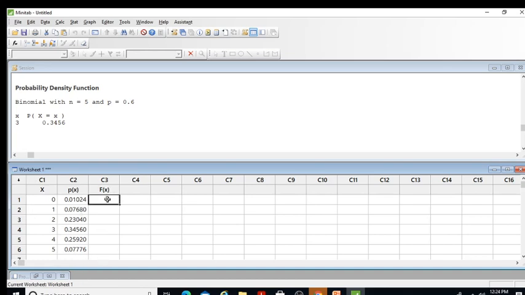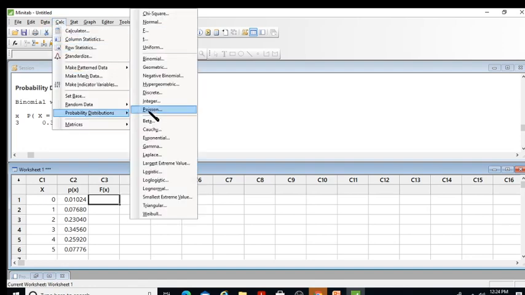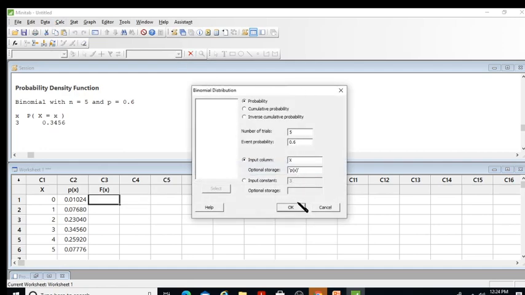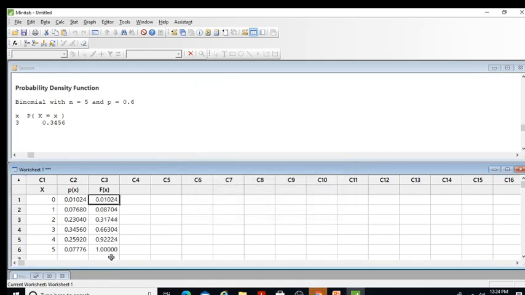For example, in that table, when n was 5 and you have gone up to 0 to 3, you need to take cumulative values. Cumulative values can be calculated. Go to Calc, Probability Distributions, Binomial, and here instead of probability I'm interested in cumulative probability. My input column is x here, but my output column I want to store in column 3. So if I just do that, I will be able to see that cumulative probability distribution.